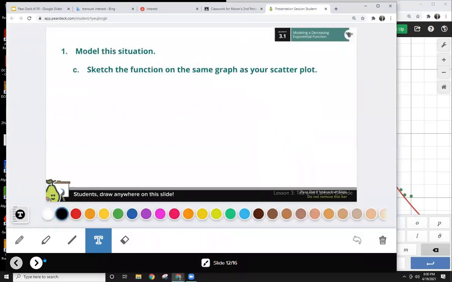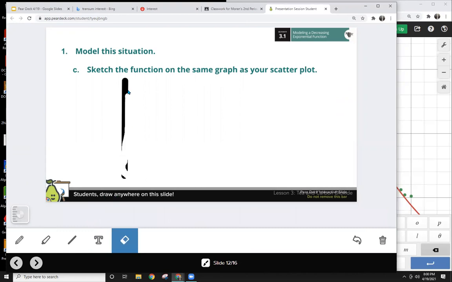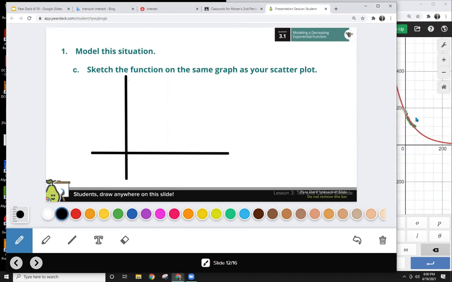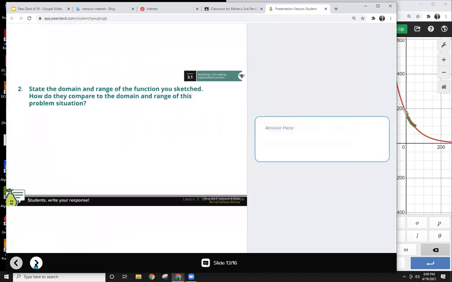Model this situation, sketch the function on the same graph as your scatter plot. So, okay, so let's go ahead and, that's laying the line a little too thick. Okay. So basically what we want is that graph right there. So we're just gonna go ahead and sketch the exponential function. That's it. State the domain and range of the function you sketch.